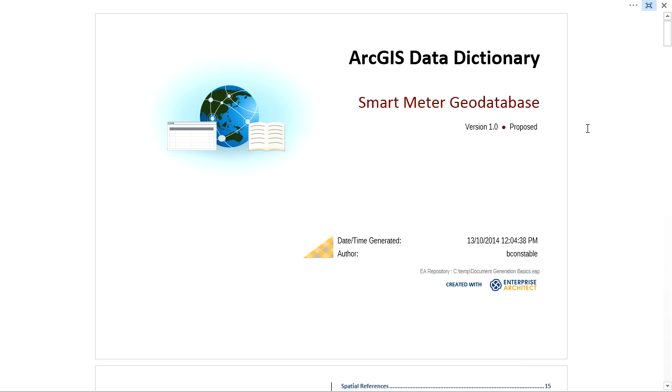My goal is to make Enterprise Architect automatically generate a document like this from my model using some report templates. This sample is a data dictionary for an ArcGIS geodatabase, so it contains tables of information about the classes, their fields, and relationships that make up a geodatabase schema.